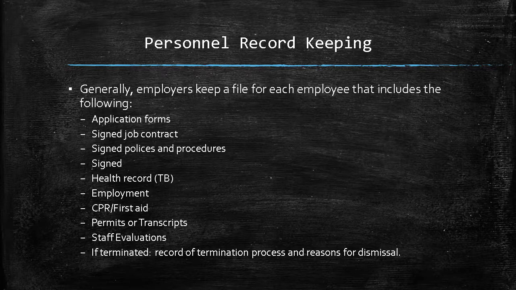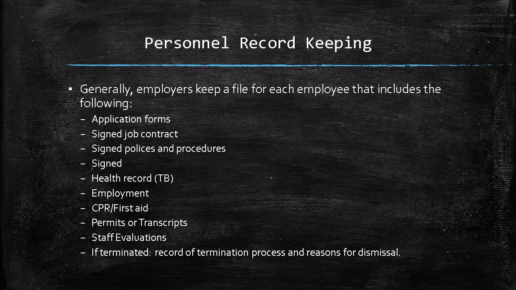You also keep a health record. In most cases, it's tuberculosis. You keep a copy of their employment record. They should be CPR and first aid certified, and you're going to want a copy of that. Any permits or transcripts that are applicable to their job, and any staff evaluations that have been conducted at your place of employment or your workplace.